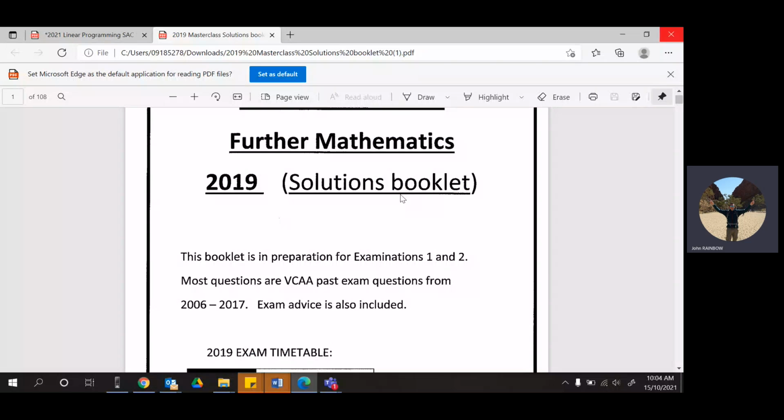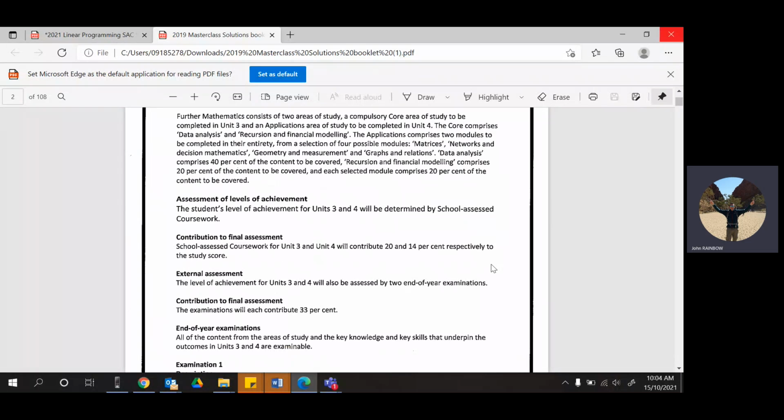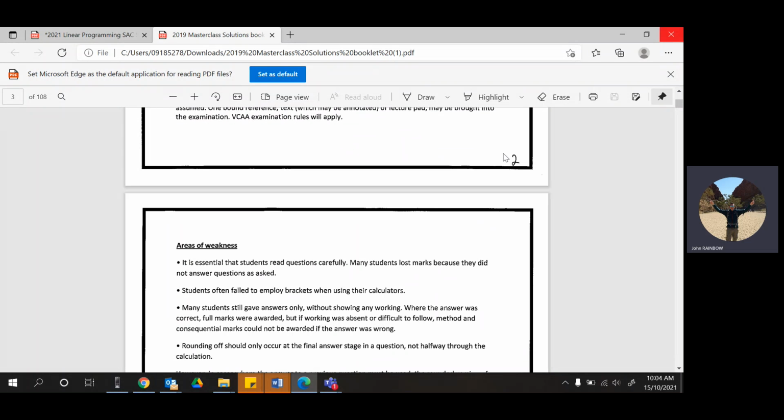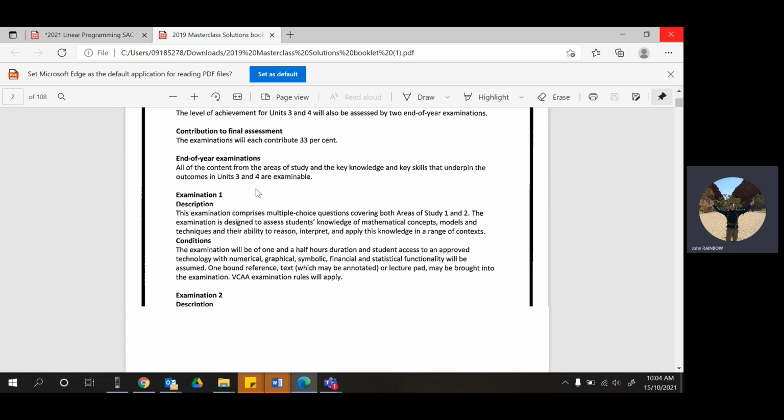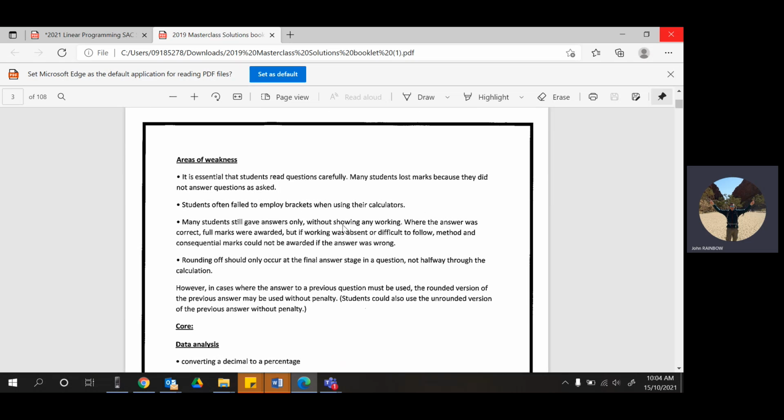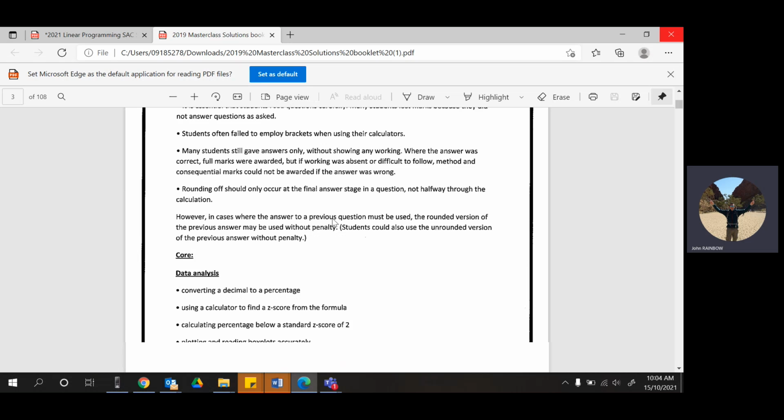Question I'm going to get you guys to have a crack at. If you look down on the bottom corners, there's all these page numbers written down the bottom. I will encourage you to have a read through here if you want to. It just basically talks about what the exam is, areas of weakness, and mistakes that people commonly make. So please have a bit of a read of that as well.